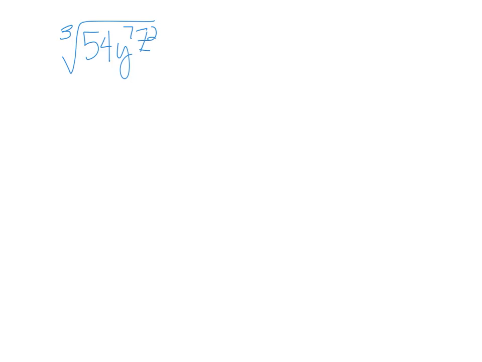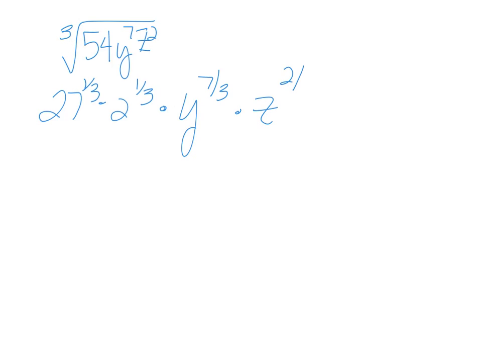So I'm going to change all of these to fractions. 54, I'm going to go ahead and say, hold on, 2 times 27, because I know 27's a cube root. So 27 to the third power times 2 to the third power times y to the 7 over 3, right? Times z to the 2 over 3. Okay, this one simplifies to 3.